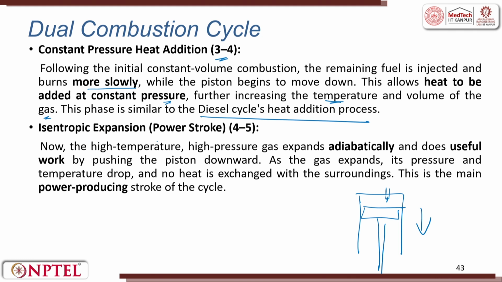Now the 4 to 5 is an isentropic expansion. With very high temperature and very high pressure, the gas expands adiabatically and does useful work by pushing the piston down. As the gas expands, its pressure and temperature drop, because the moment the volume increases, the pressure reduces, the temperature also reduces. There is no heat exchange with the surroundings. So this means the power producing stroke of the cycle is the 4 to 5 stage. Friends, now you will be able to understand what is an Otto cycle, what is a diesel cycle, what is a dual combustion cycle.